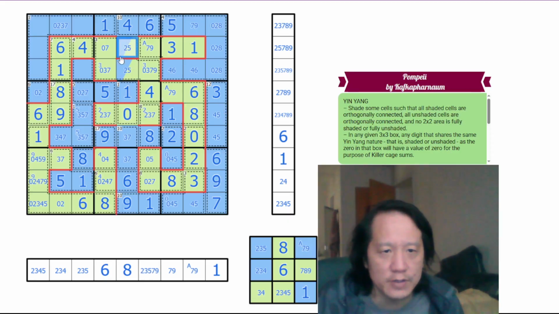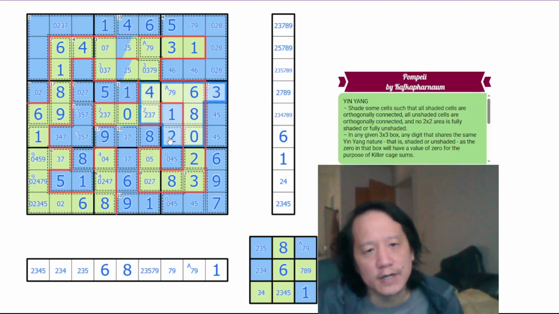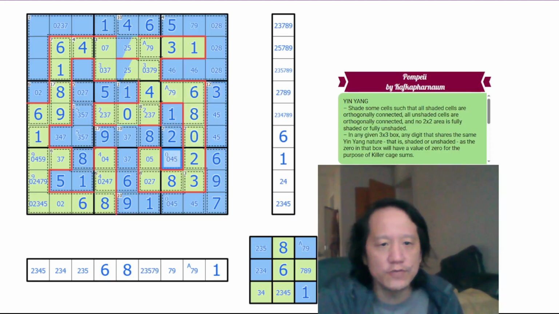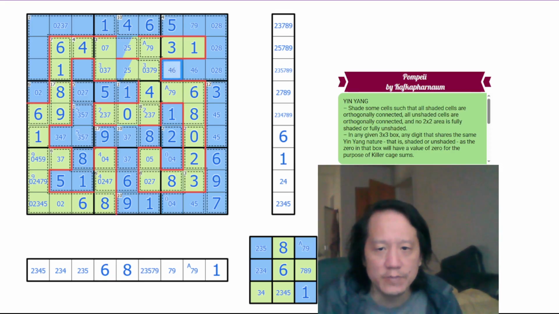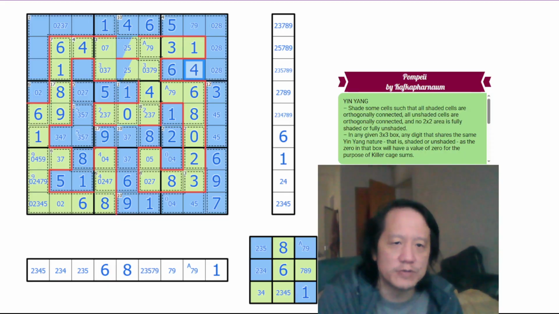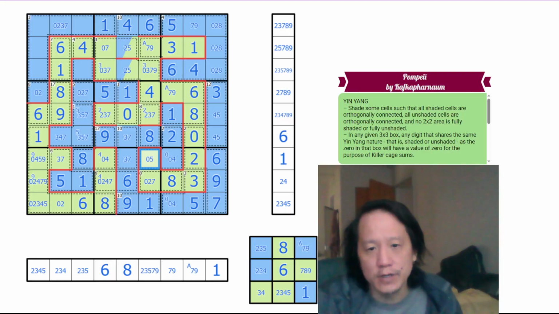Because 8 cannot be here in the cage, because we need to have an 8 here. Because we're missing the 7-9 in column 7 in box 6. So no 5. This becomes a 0-4 pair, which eliminates 0-4 in the rest of the column. This can't be 4. That's 6, which makes this 4. That can't be 4. That's 5. Okay.